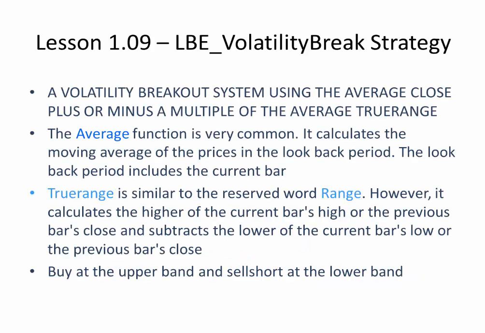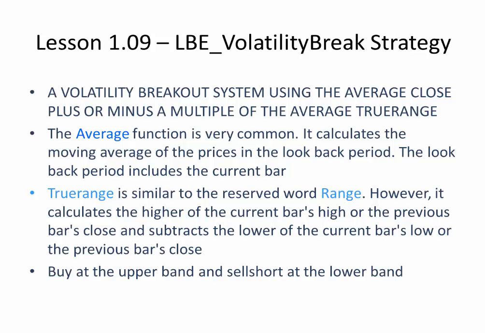This is a strategy that uses volatility for a breakout, and the volatility bands are computed using the average close plus or minus a multiple of the average true range. The average function is a very common function, and it calculates the moving average of the prices in the look-back period, which includes the current bar in the computation.